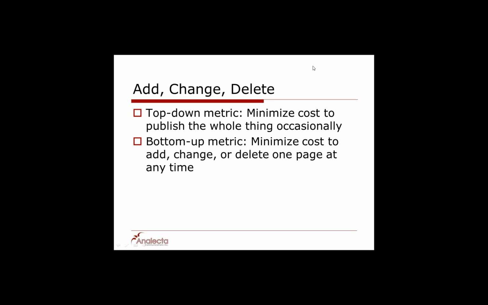The metric you want for that kind of tool, and this is more typical of a bottom-up information architecture, is minimizing the cost to add, change, or delete one page at a time. That's a substantially different metric, and different tools will optimize for that in different ways. So it's very important when you're thinking about your tool choice to think about what your efficiency metric is. Are you looking for a tool that's going to minimize the cost of publishing the whole thing occasionally, or are you looking for a tool that's going to minimize the cost to add, change, and delete one page at a time? And I'll show you an example of how a tool might optimize for the second of these a little later in the presentation.